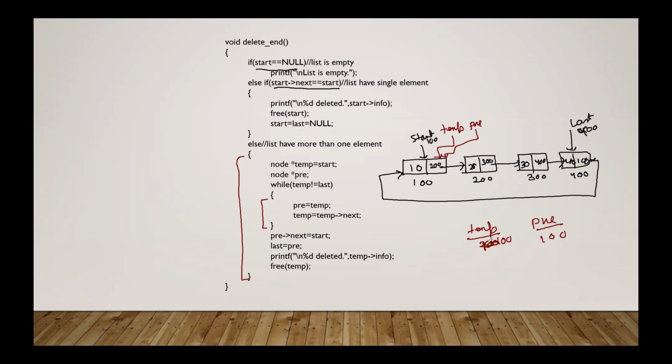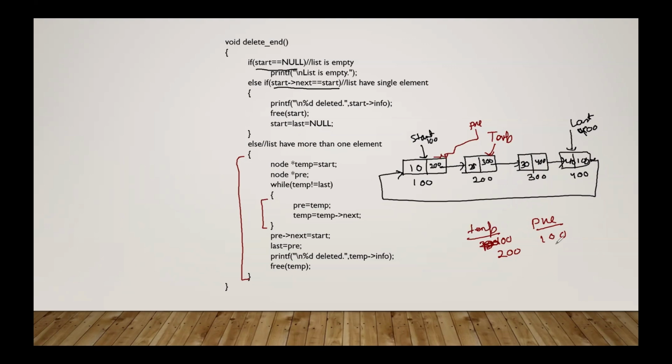Then temp equal to temp next. Temp next is 200. Now temp stores 200. If temp stores the 200 value, it means this connection is gone. Now temp points to this node because it is 200. Then it goes to the start. While temp is not equal to last: 200 is not equal to 400. Yes, it is true. Then the temp value is stored inside pre.